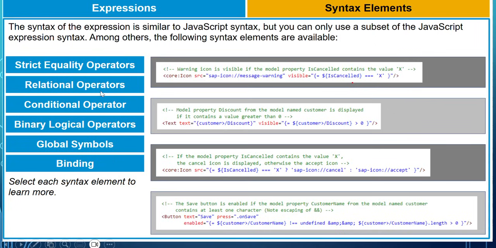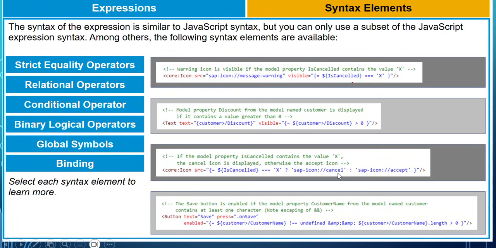It also supports the relational operators. The relational operators are greater than, less than, greater than or equal to, less than or equal to. All these relational operations we can also perform in our expression binding. Next, the conditional operator, which is the question mark. If the condition is satisfied, it maintains this value; if the condition is not satisfied, it maintains the other one. In those scenarios we can use this expression binding.